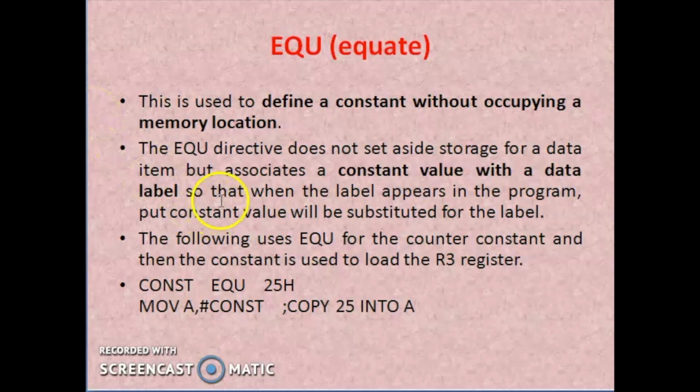And the third one is EQU, that is equate, which means to equate a particular constant value to a particular variable. So wherever that value appears, that constant value is read by the assembler. And these are the three directives, and DB is the data type. These are the different data types and directives used in 8051.